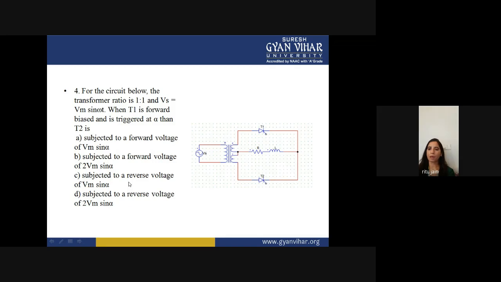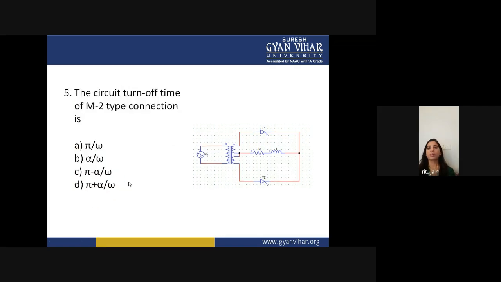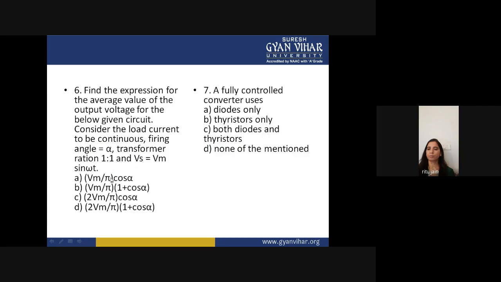Okay. Now come to the next question. The circuit turn off time of an M2 type midpoint connection is, actually, the circuit turn off time is always greater than the thyristor turn off time. So it will be pi minus alpha upon omega. So this is the correct answer for that.